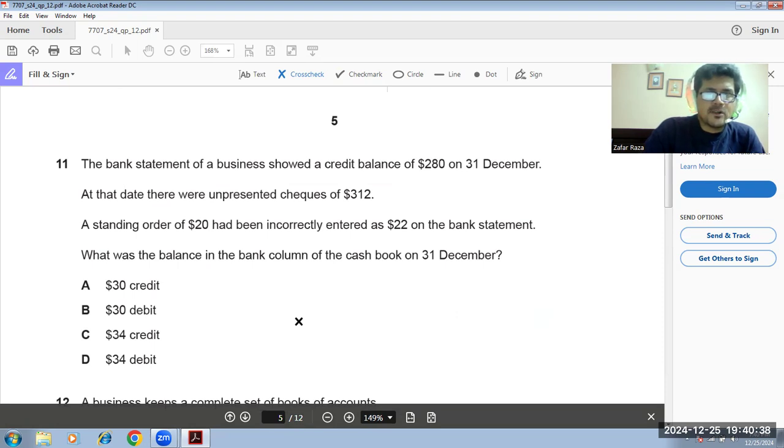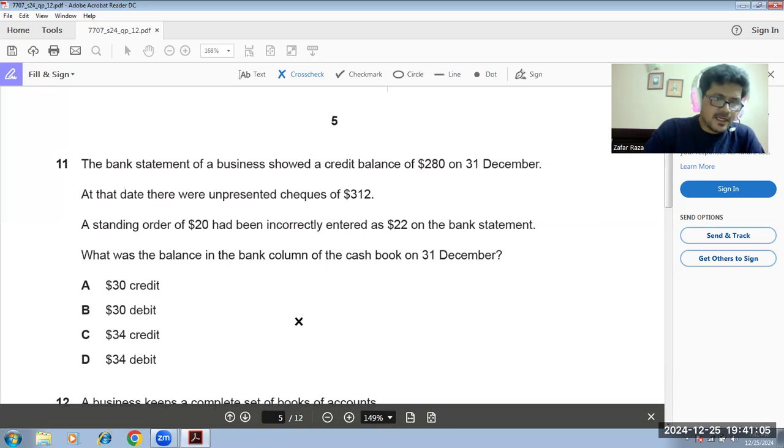The bank statement of a business showed a credit balance of 280, and an unpresented check of 312. A standing order of $20 had been incorrectly entered as 22 on the bank statement. This is a mistake of $2. So what do we have to do?